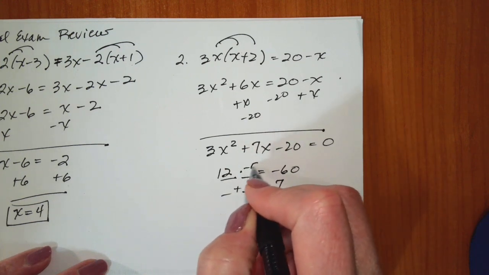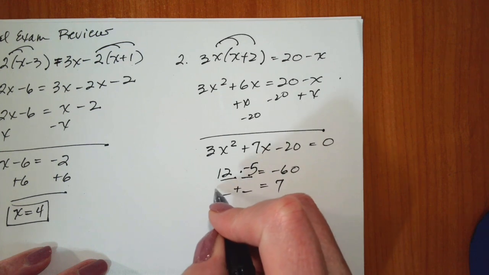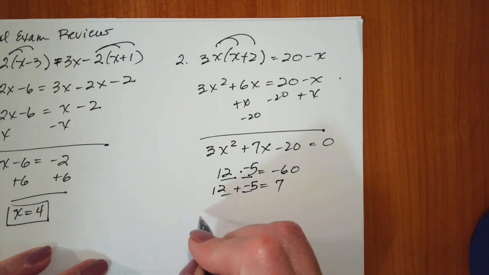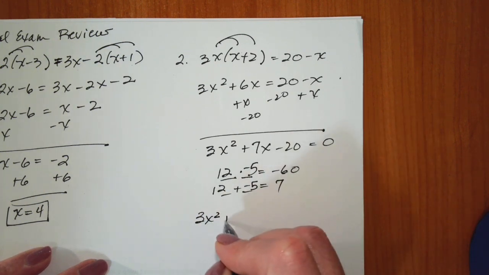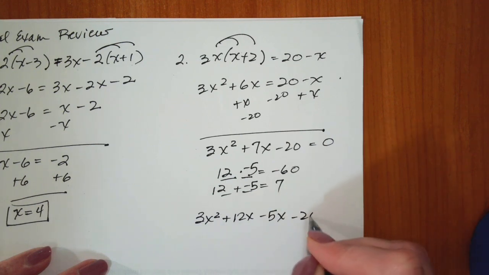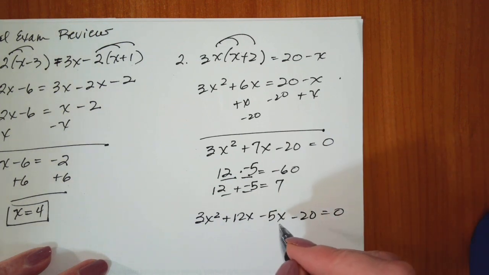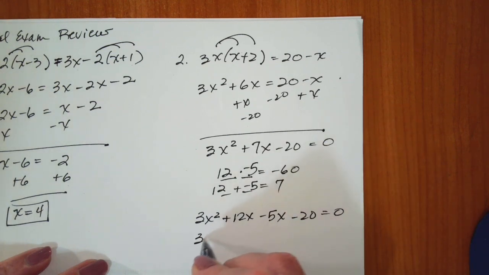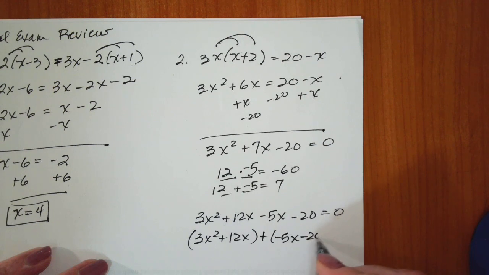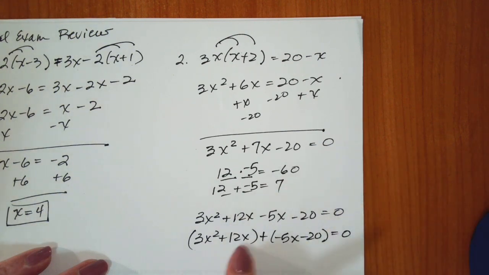Well, those numbers are 12 and negative 5. 12 times negative 5 is negative 60. 12 plus negative 5 is 7. So I do that to split the middle term. That gives me 3x squared plus 12x minus 5x minus 20 is equal to 0. I can now group these into 3x squared plus 12x plus, remembering that the negative goes only with the 5, negative 5x minus 20 is equal to 0.